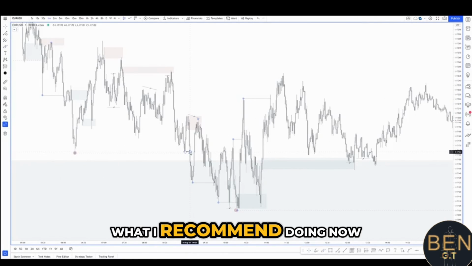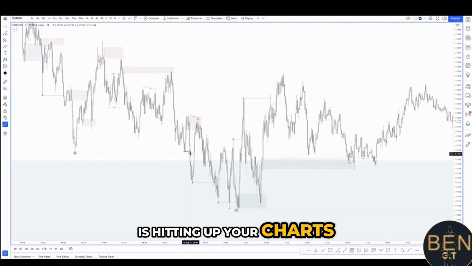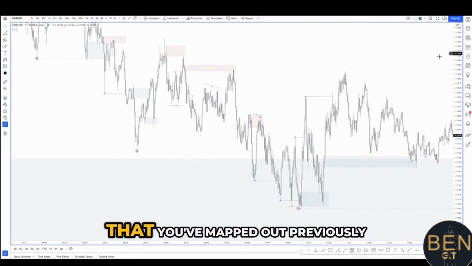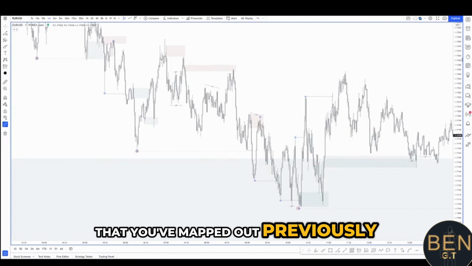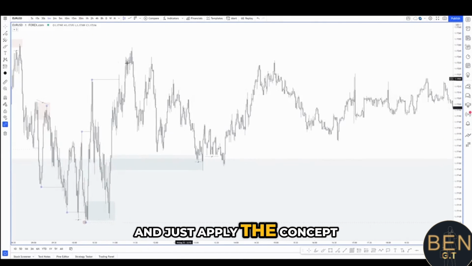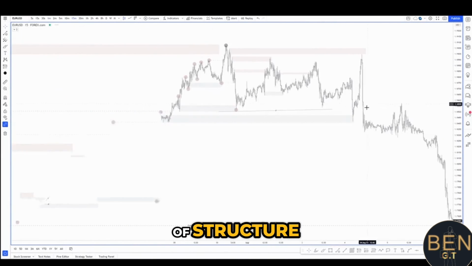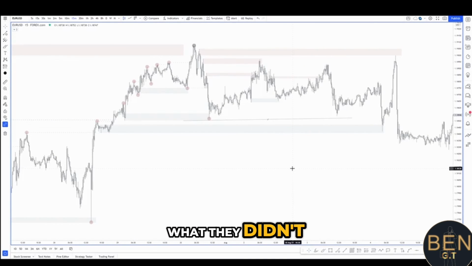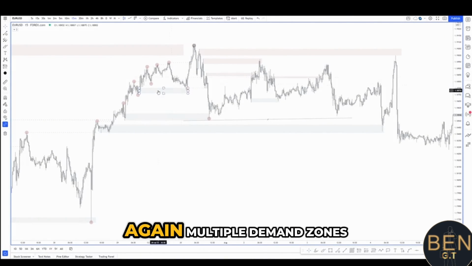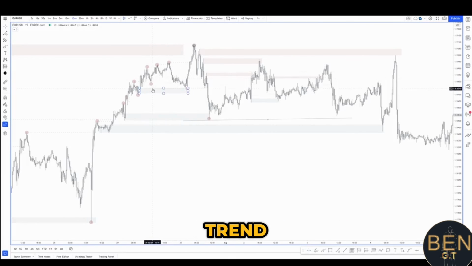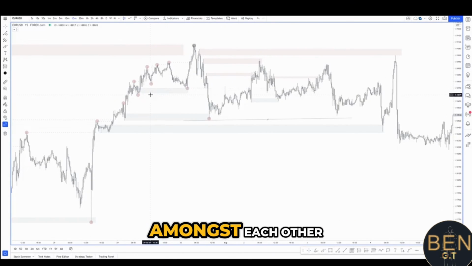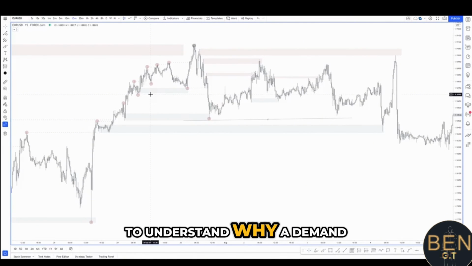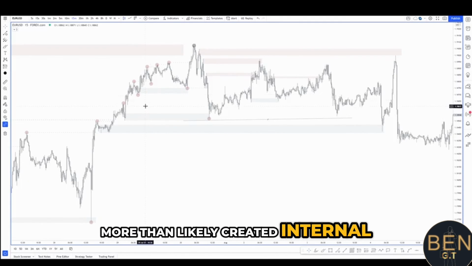So what I recommend doing now is hitting up your charts and looking at the supply and demand zones that you've mapped out previously, and also map out new ones, and just apply the understanding of breaks of structure, and understand which ones work and which didn't. If you have instances where you have multiple demand zones, for instance in an uptrend, start comparing those demand zones amongst each other, look for momentum, and use the concepts of liquidity to understand why a demand zone failed and the fact that it more than likely created internal range liquidity.